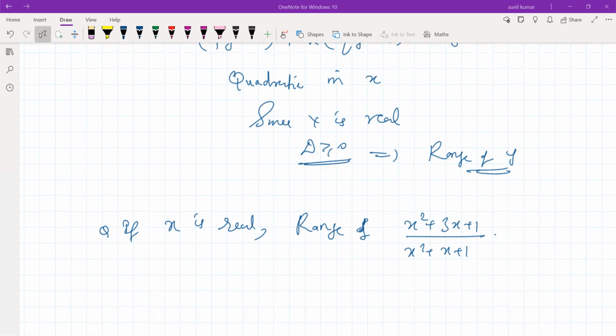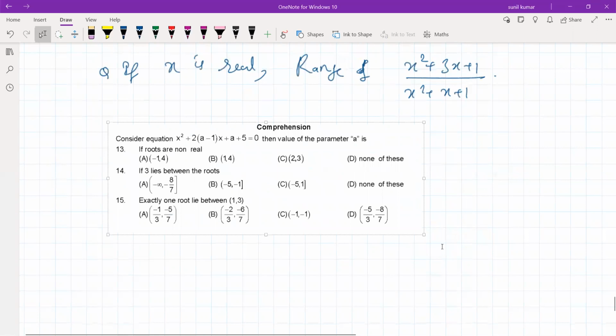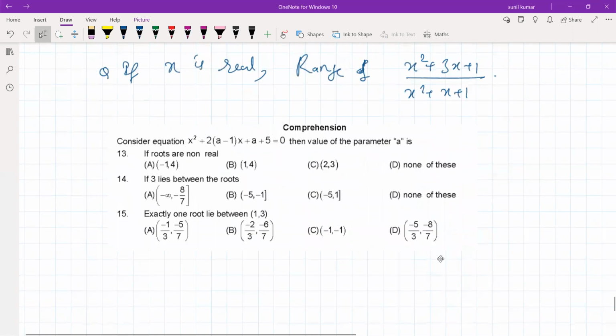I can give one more problem, which contains 3 parts also. So here there is a question like this. Please try all of this.